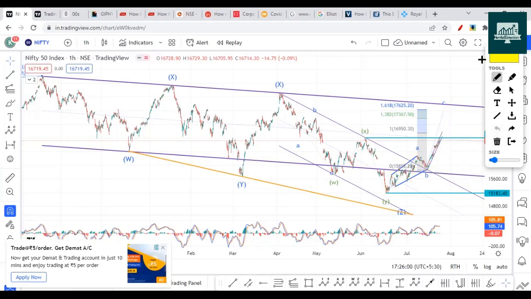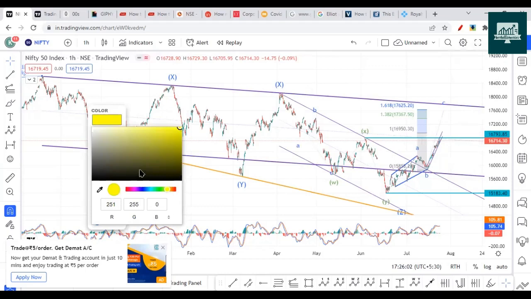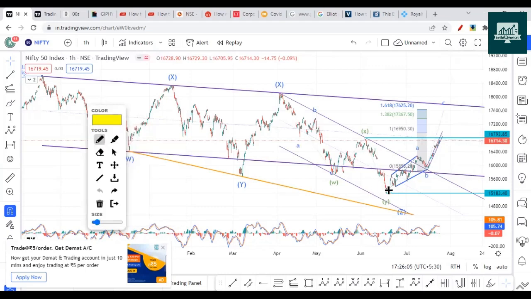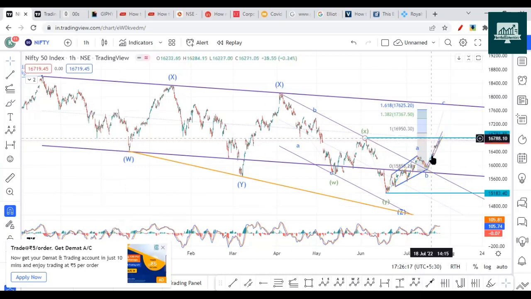This looks a little bit ugly too. You can clearly see here, this does not look like a standard leading diagonal pattern, but we don't have a choice here apart from considering this as a leading diagonal pattern. And then a C wave could be in progress, considering the sharp up move given here.